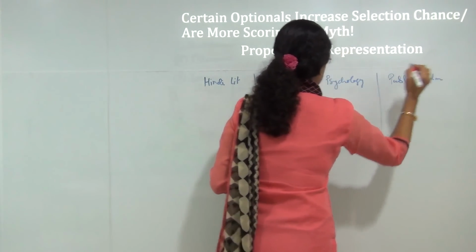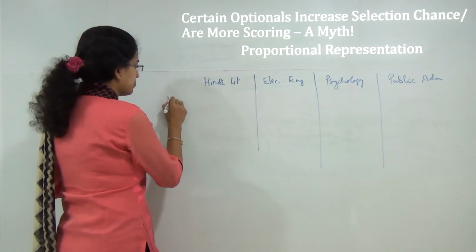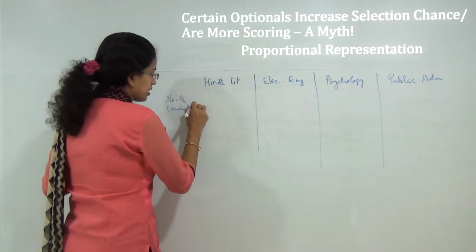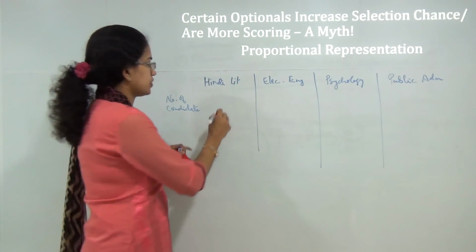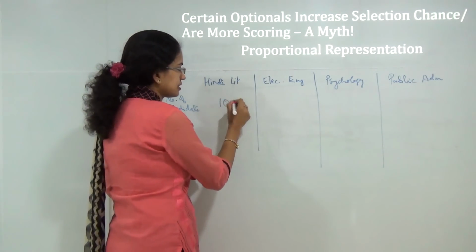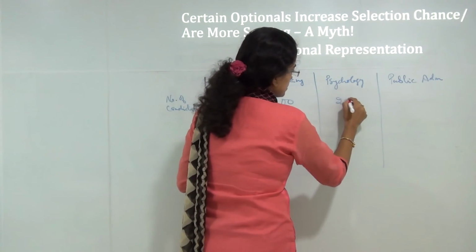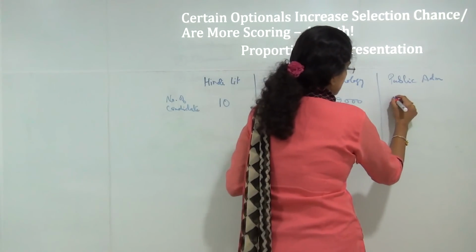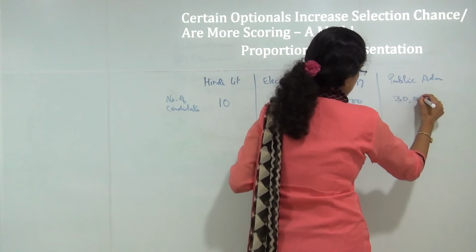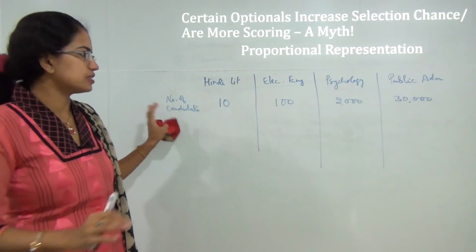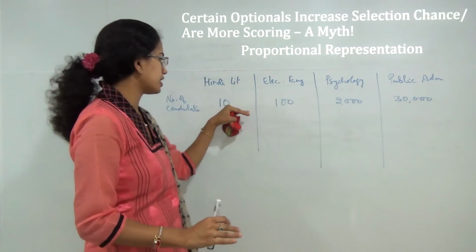So what I am trying to do here is, I am trying to say the number of candidates who appear with Hindi literature and all these 4 subjects. So let's say there are 10 candidates, 100 candidates, 2000 candidates and nearly 30,000 candidates. Okay. If this is the scenario, these are all assumptions, these are not real figures.